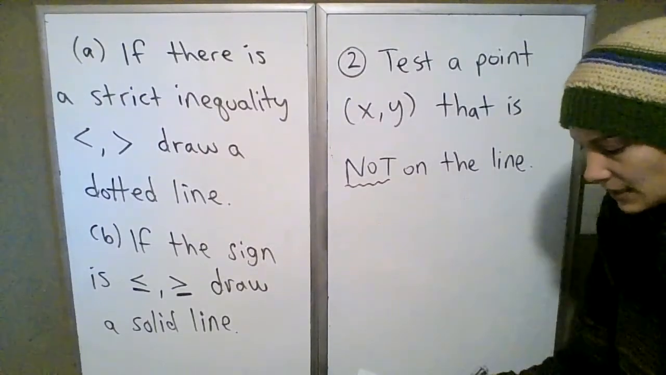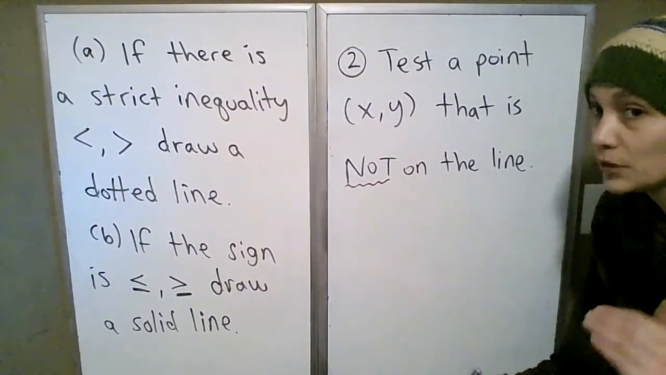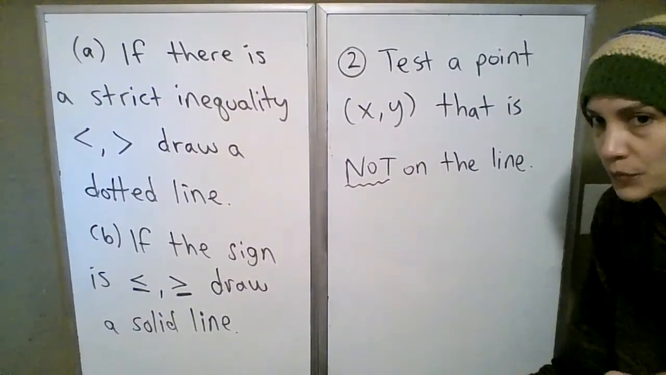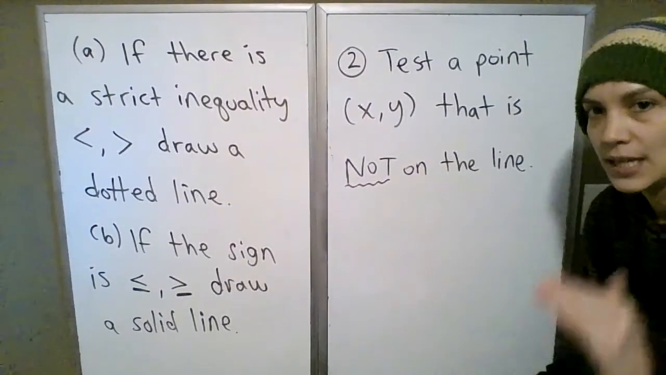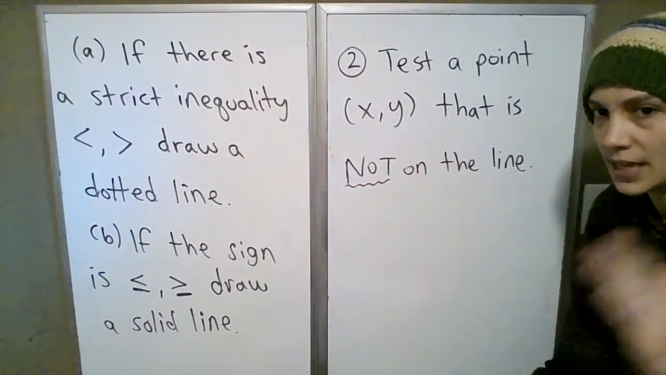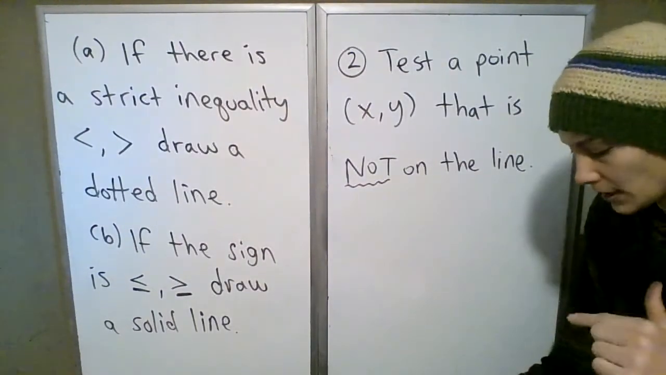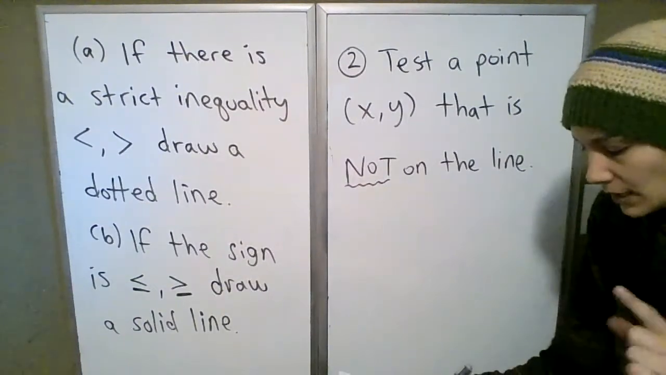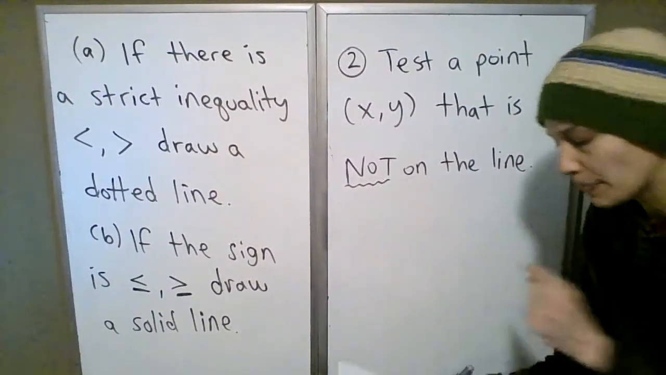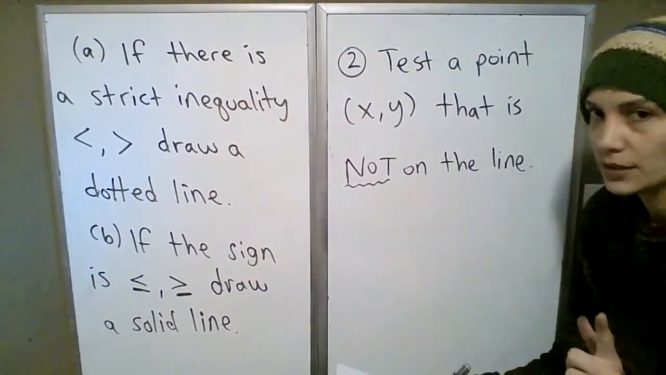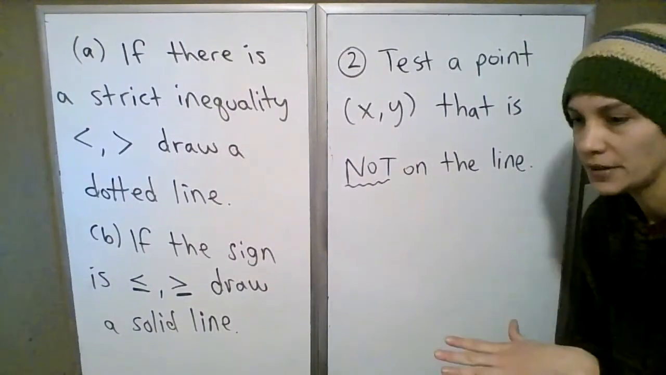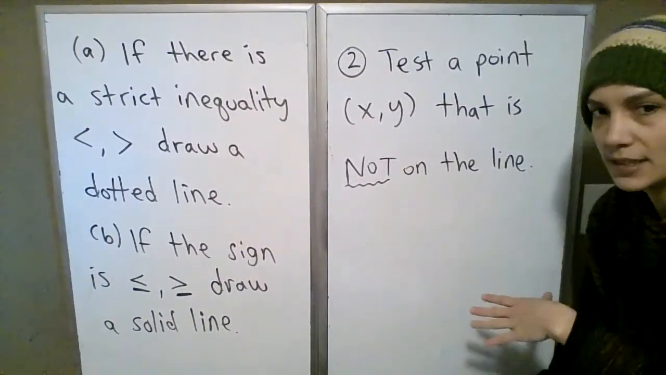And then there's 2 parts to this. If your test point comes out true, it is a solution and it is on the solution side of the boundary. And you shade that side. We'll put it up in just a sec. If it's false, it's not a solution. You want to go on the other side of the line and shade that side.